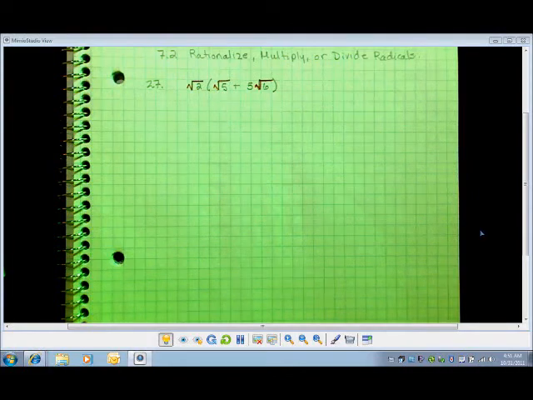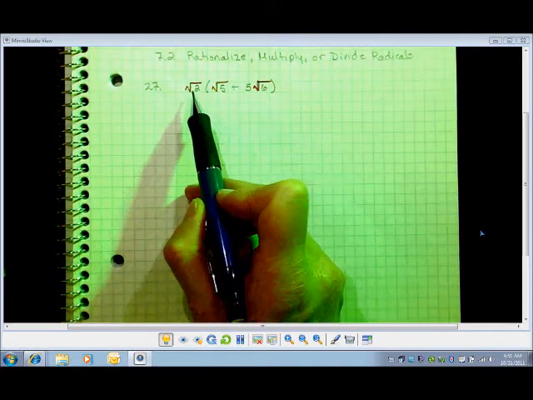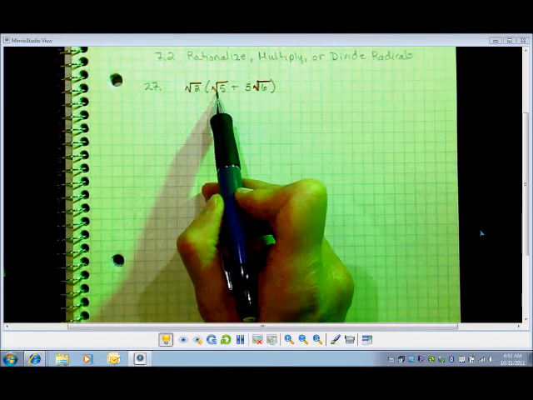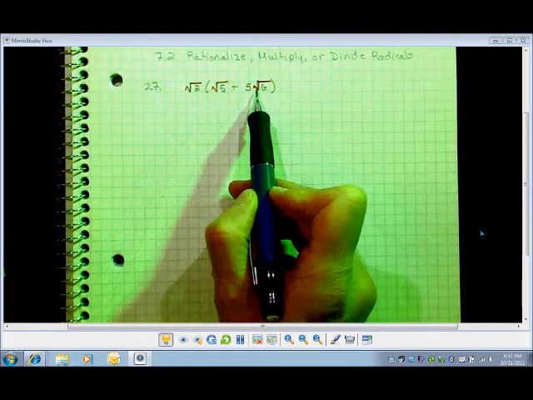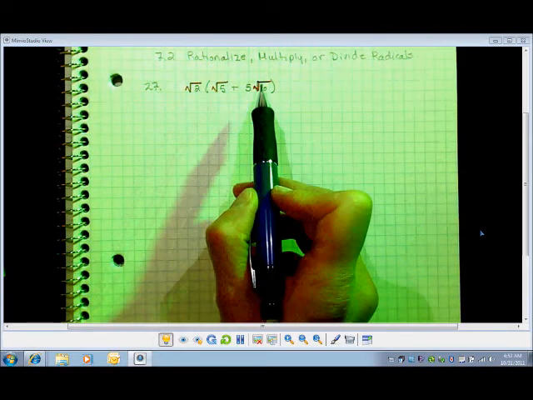I want to solve the following expression. Just want to make note that I have the same radical all the way through. The square root, and the square root.